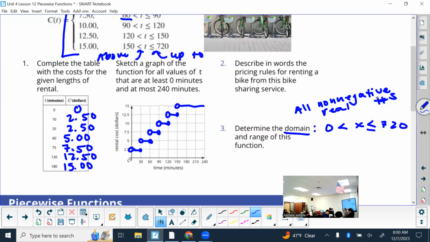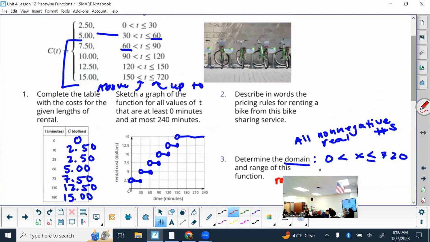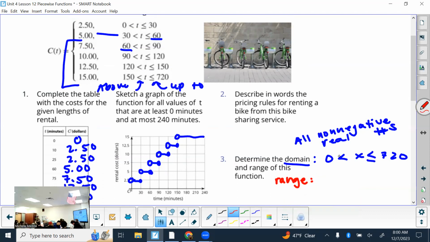All right, now the range. Range refers to all the what in a function? All the y's. So C, what's my smallest y value? So I'm gonna go with 0 because that's like how the test kind of does it. I know it doesn't really make sense if you're renting a bike, like it costing $0, but they include it. So just, you include it too.